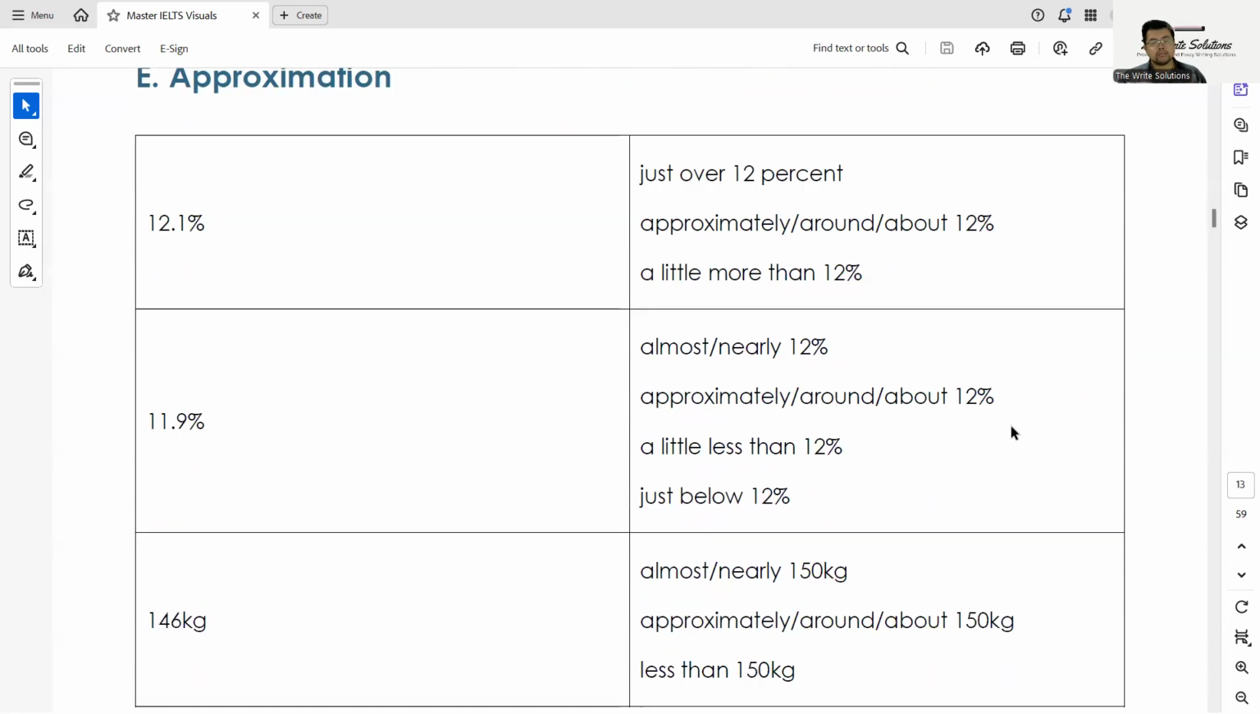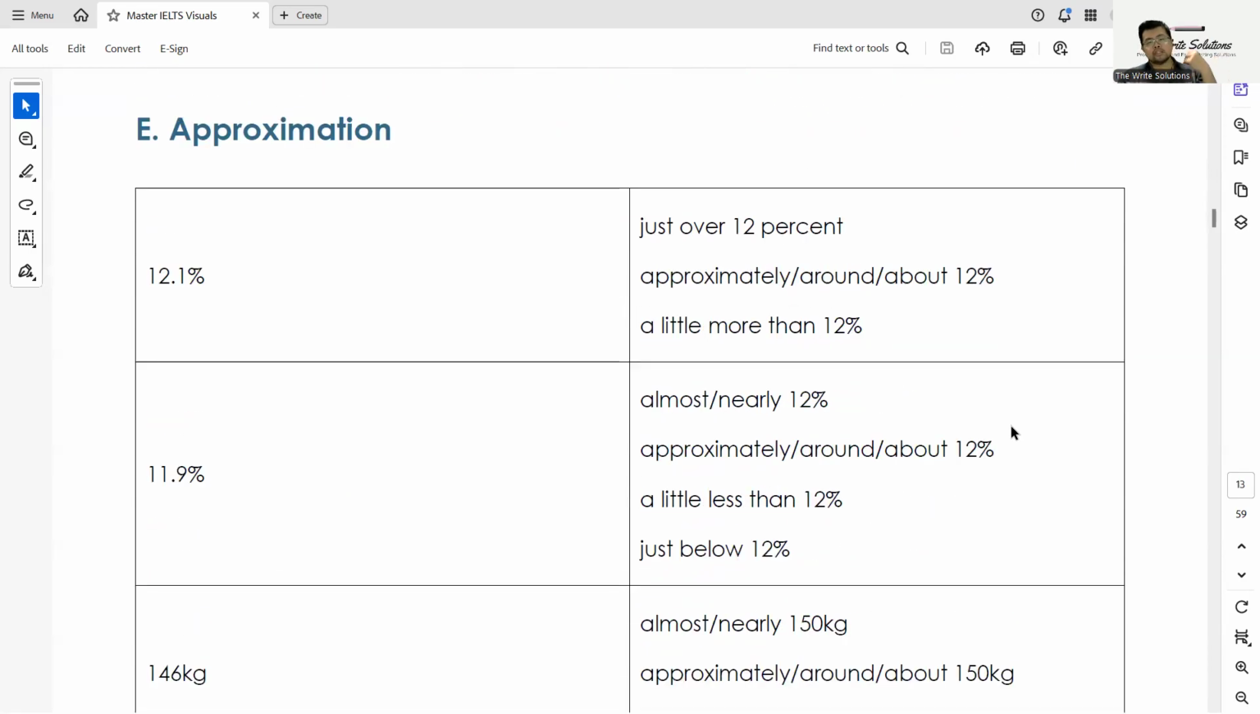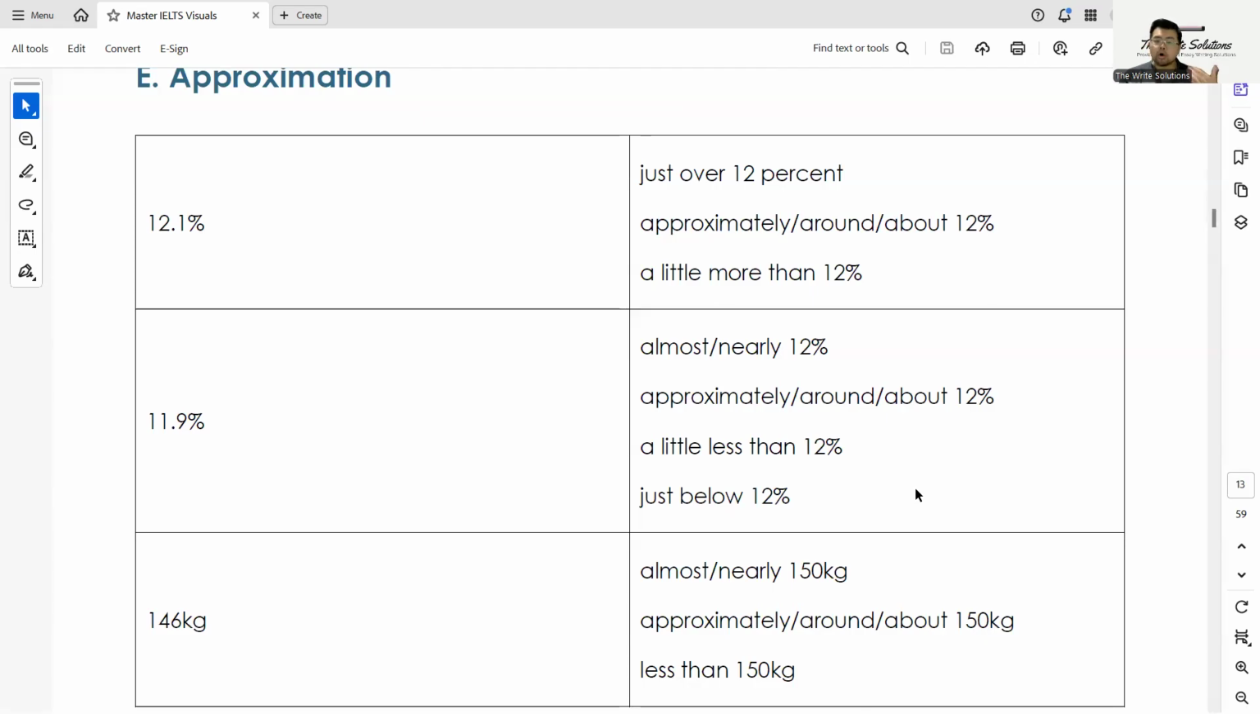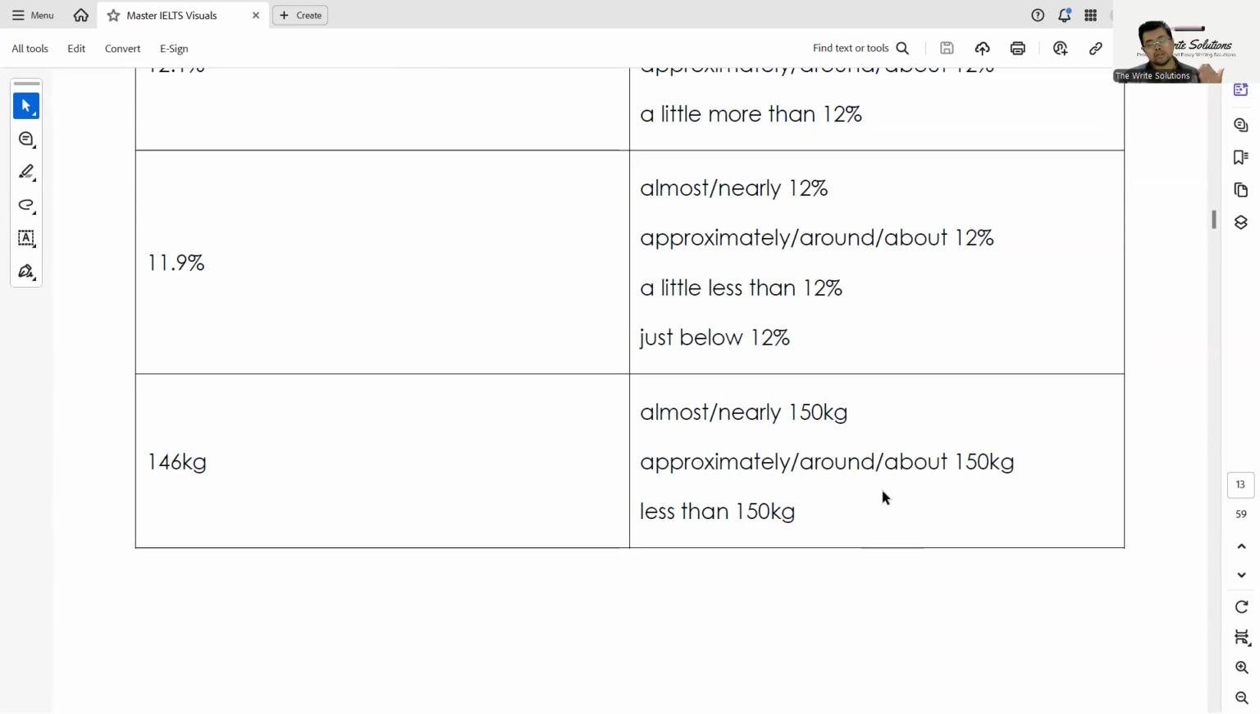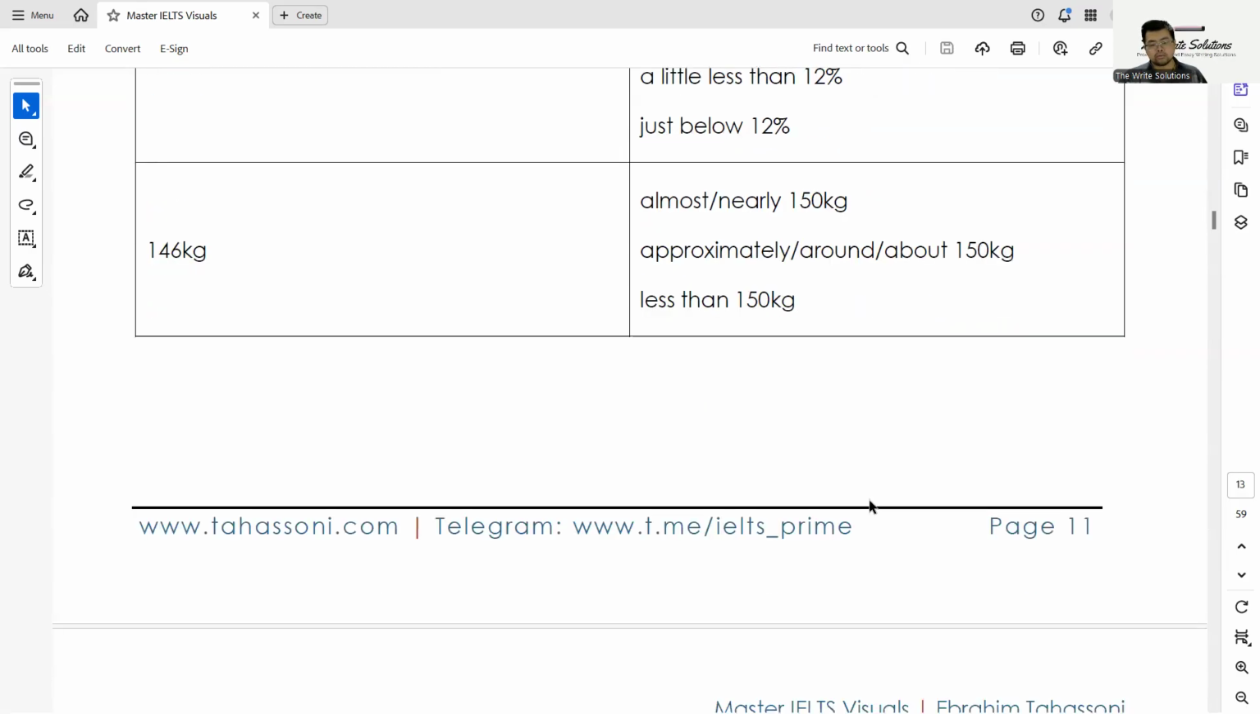Approximations. 12.1%, you can say just over 12%, approximately 12%, a little more than 12%. 11.9% is almost 12%, approximately 12%, a little less than 12%, just below 12%. 146 kilos is almost, nearly 150 kilos, approximately, about, around 150 kilos, less than 150 kilos.